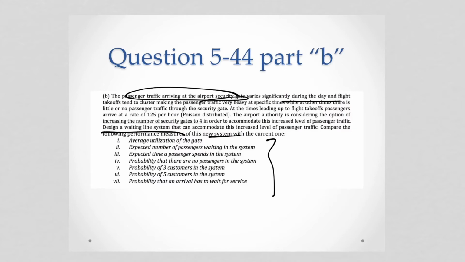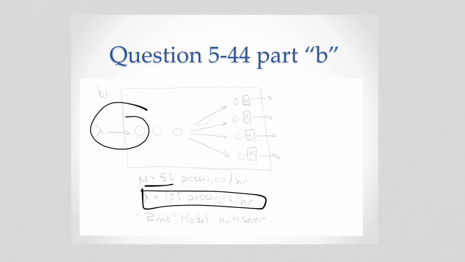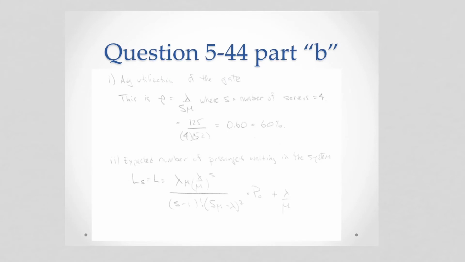So here's kind of the same questions, but now we have a multi-channel bank kind of model. And we have a little sketch over here. So now our system looks like this, where we have the 4 servers here, and we've got the arrivals coming in here at the same kind of rates. We assume that the servers all work at the same 52 passengers per hour. Here, just to clarify, it's a busy time, so lambda is new. Lambda is 125 passengers per hour. So this is known as the bank model, multi-server. And now we can start doing our calculations.